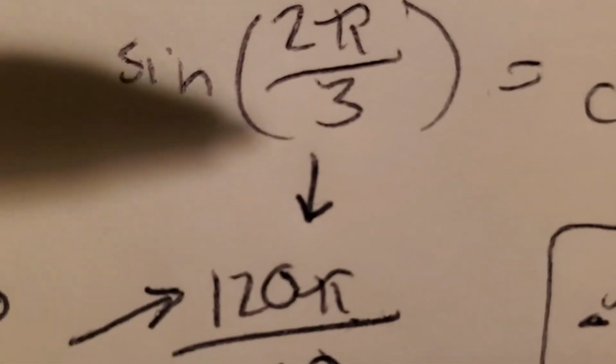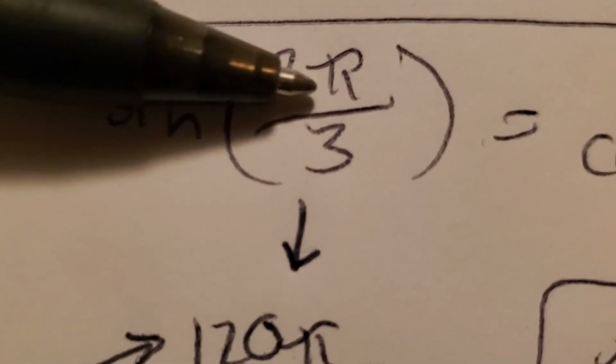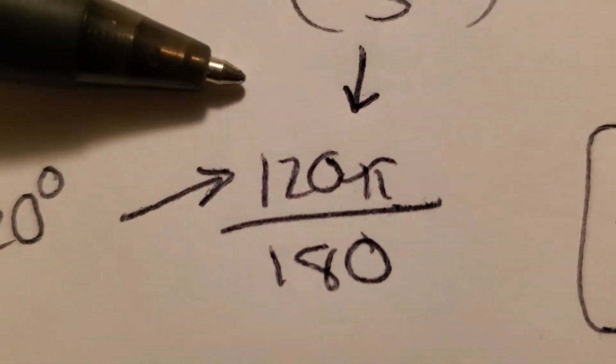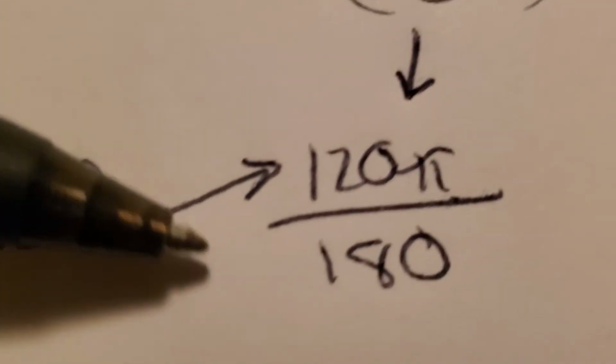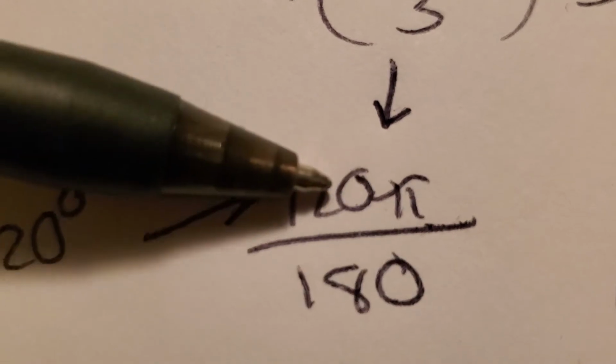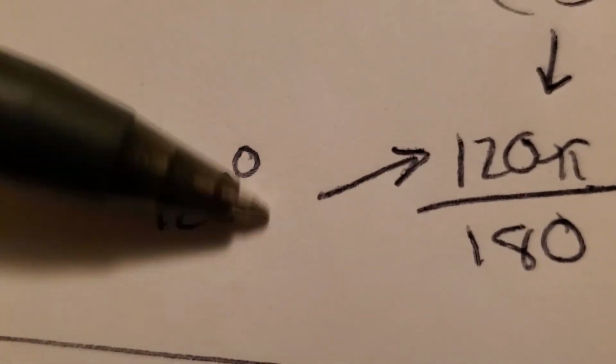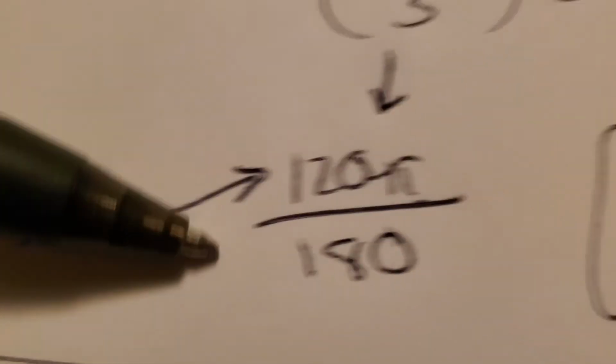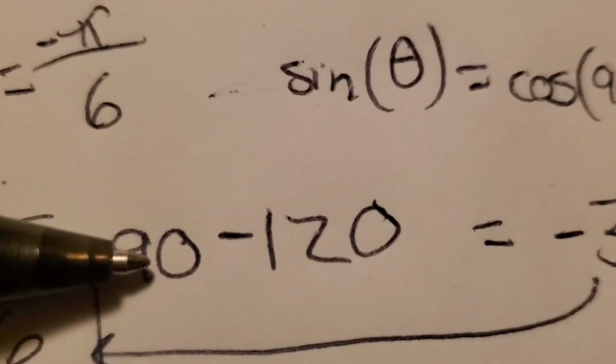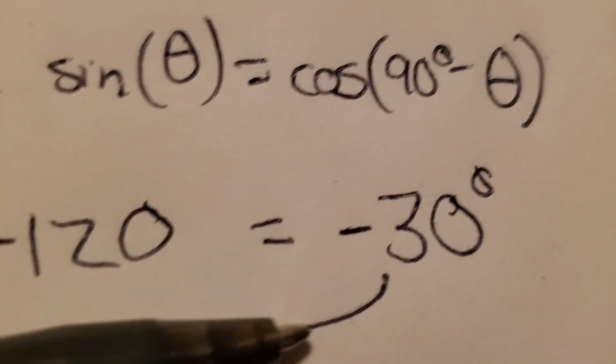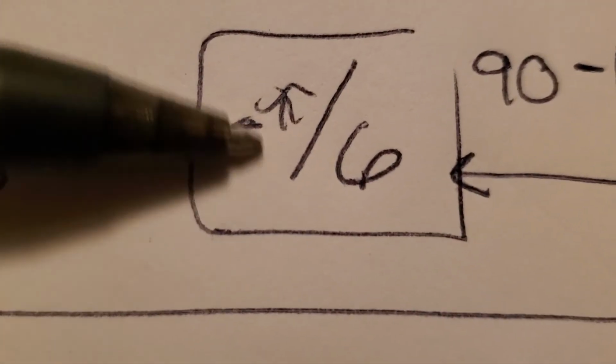Here you don't have a degree, so what you're going to have to do is convert it to degrees. So I put it back into this form, and then from here I found that the degree was 120, and then you take 90 minus 120, you get -30 degrees, and then you convert that back into radians, and you get -pi over 6, which is the answer to this question.